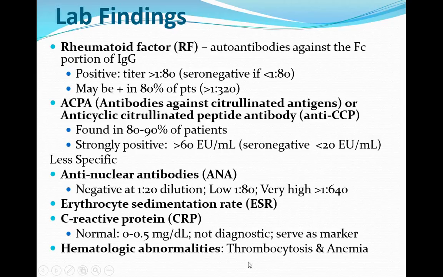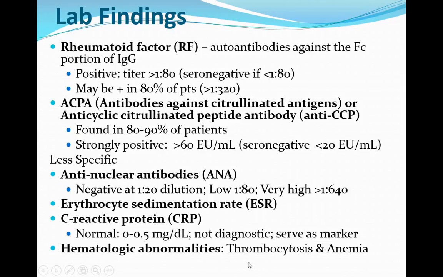There are other less specific labs that are always run because they tell us the severity of the disease, and they're also used to help us make a definitive diagnosis. So we'll look at ANA. Again, this is not very specific, and you'll see it in other diseases as well. You'll look at the SED rate, because if you have active disease, the SED rate will be high. And you'll also look at C-reactive protein.